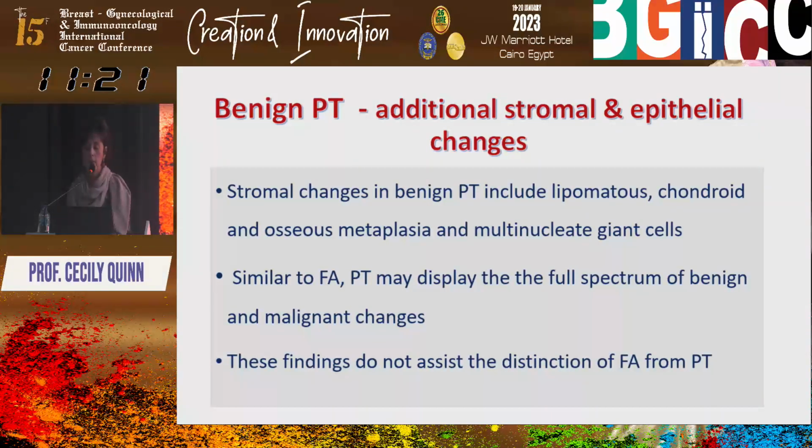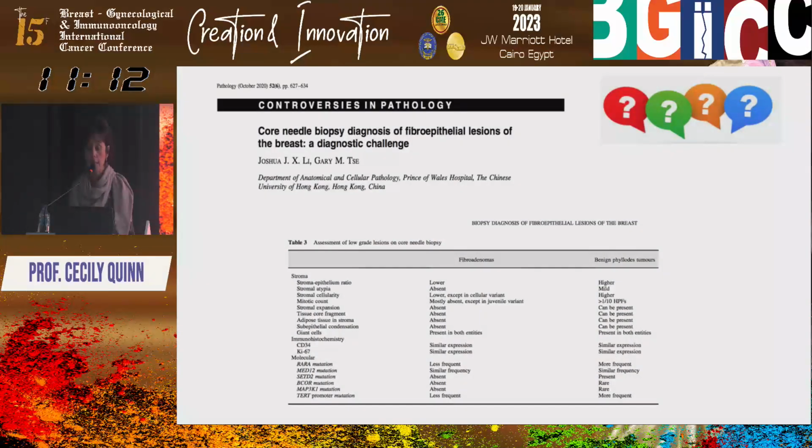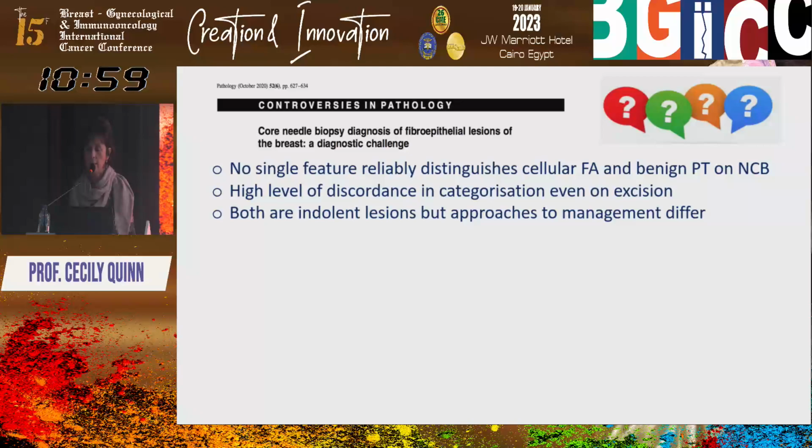Again, like in fibroadenoma, it's very common to see additional stromal and epithelial changes, so they do not help the distinction. So the biggest problem really with benign phyllodes tumor is clearly differentiating it from fibroadenoma on needle core biopsy. And this is a paper from Gary Say and his colleague, in which he emphasizes that really no single feature reliably distinguishes one from the other on core biopsy, and that even on excision there is a level of discordance. Clearly they are both indolent lesions, but the management differs.